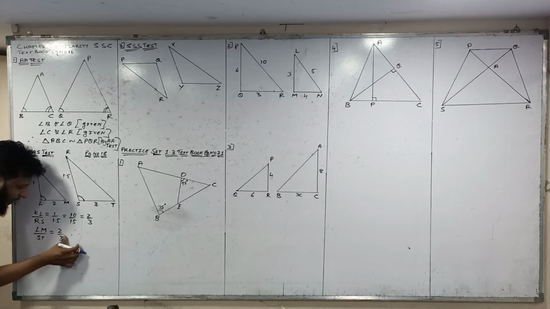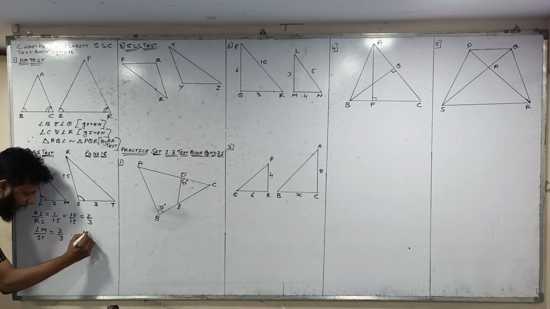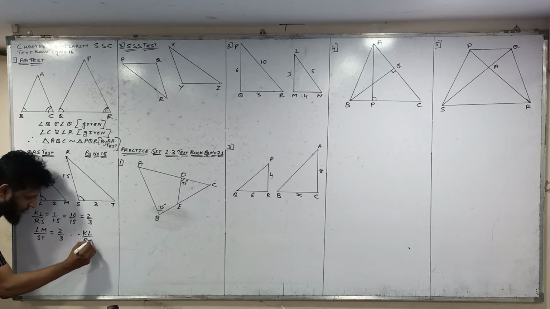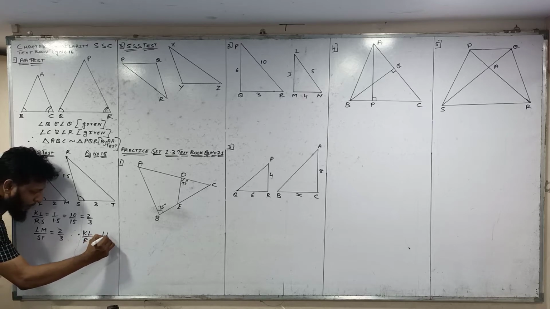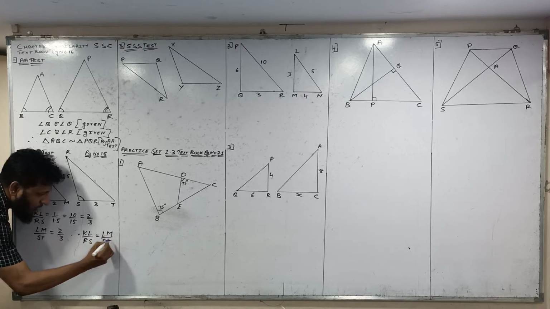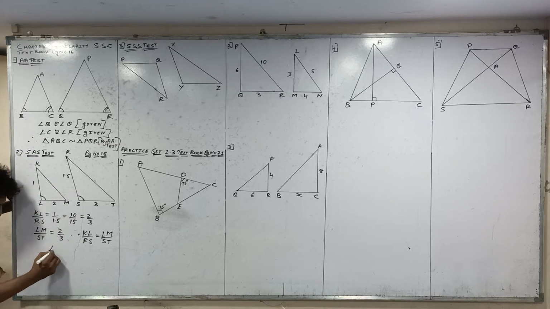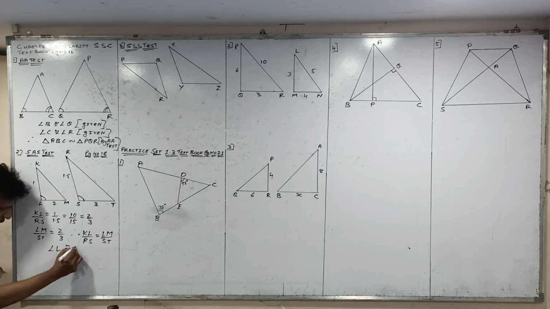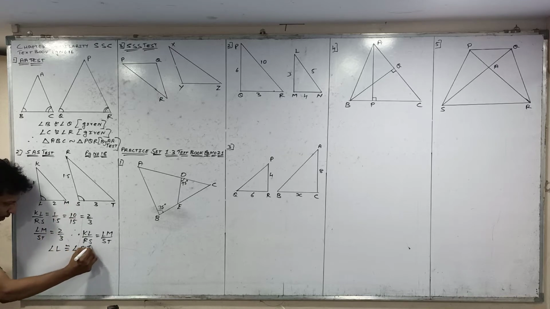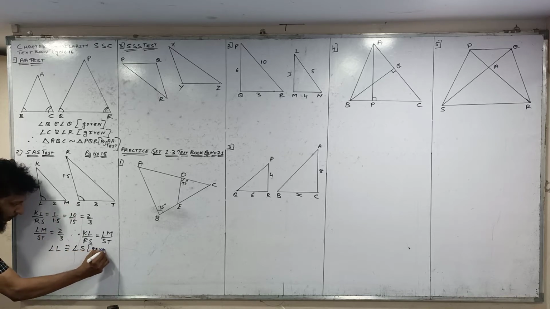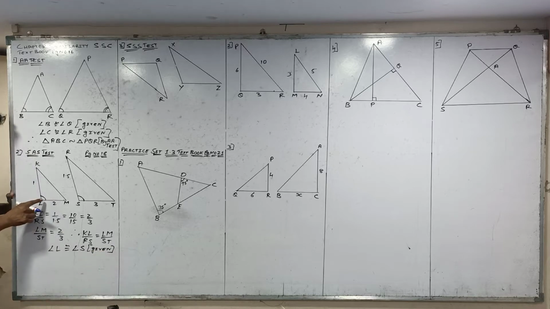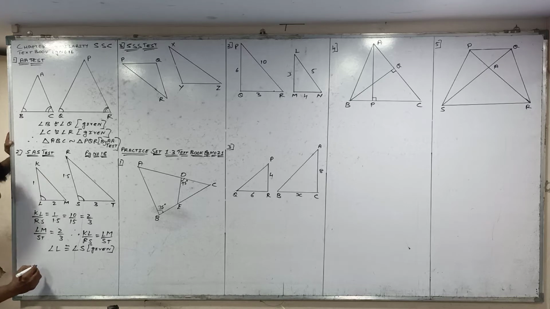Therefore KL upon RS is equal to LM upon ST. So this side is proportional with this side and this side is proportional with this side, and the angle between them is congruent. Therefore angle L is congruent to angle S, given. If the middle angle of these proportional sides is congruent, then the triangles are similar.